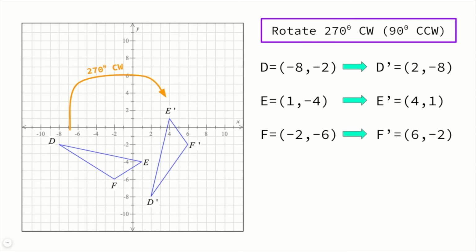So when rotating figures 270 degrees, your x, y values become flipped. So it's the y, then the x, and the y value becomes its opposite. So if it was positive, now it's negative, and the same goes for if it was negative, now it's positive.